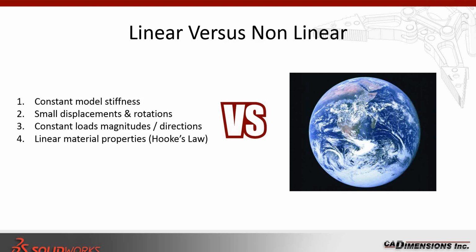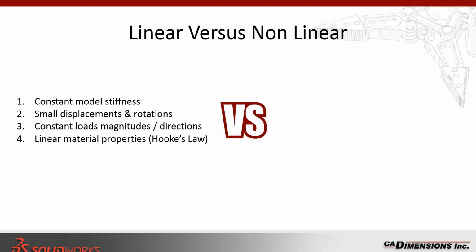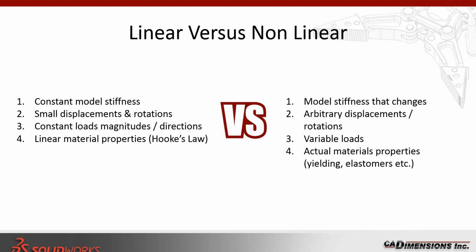And the fourth criteria of a linear analysis is that linear material property. So it holds on to Hooke's law. Now, Hooke's law itself is an assumption. It's a very good assumption. It's worked well for many applications, but it's still not real. It is simply an assumption. Now, when it comes to nonlinear analysis, you can start to analyze model stiffness that changes.